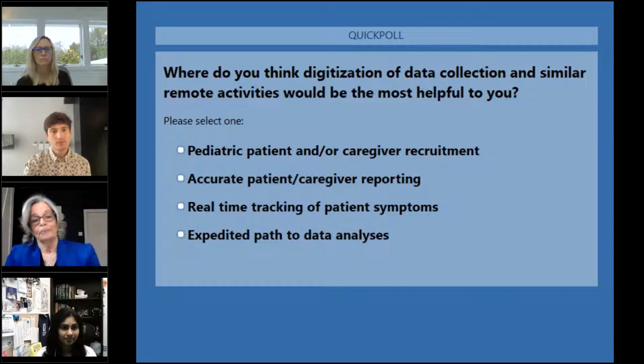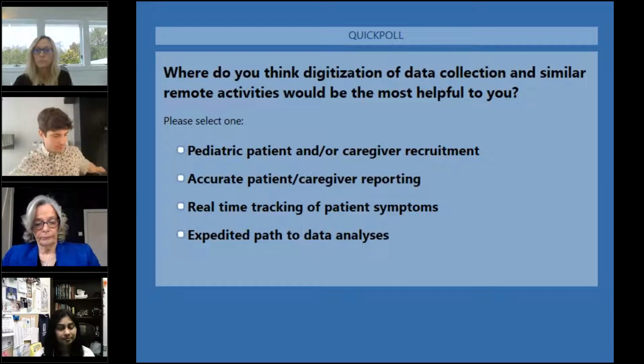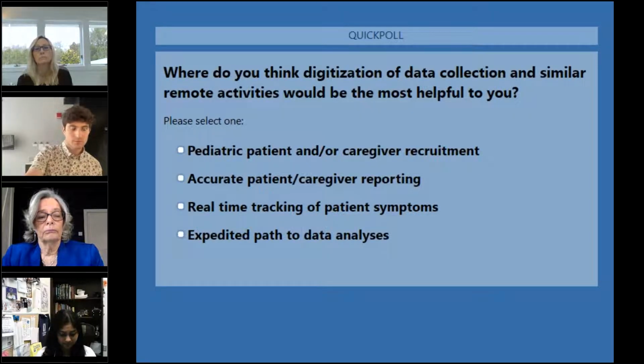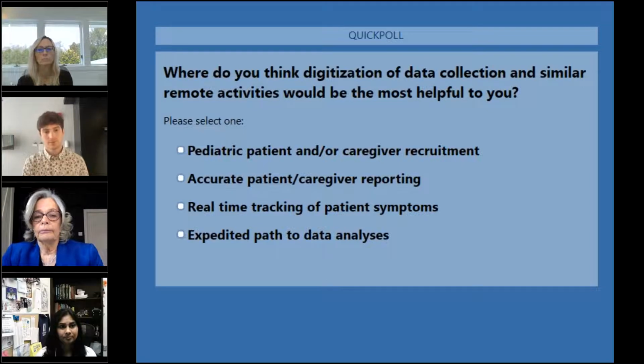Thank you. Yes, thank you very much, Holly. So for our next poll question, again, attendees can participate by selecting any of the answers you see in front of you and clicking submit. The question we're asking this time is, where do you think digitization of data collection and similar remote activities would be the most helpful to you? Your answer options are pediatric patient and/or caregiver recruitment, accurate patient-caregiver reporting, real-time tracking of patient symptoms, or expedited paths to data analysis. We'll give everyone a few more seconds to consider their answer as it best applies to yourself or your organization. Where do you think digitization of data collection and similar remote activities would be the most helpful to you?